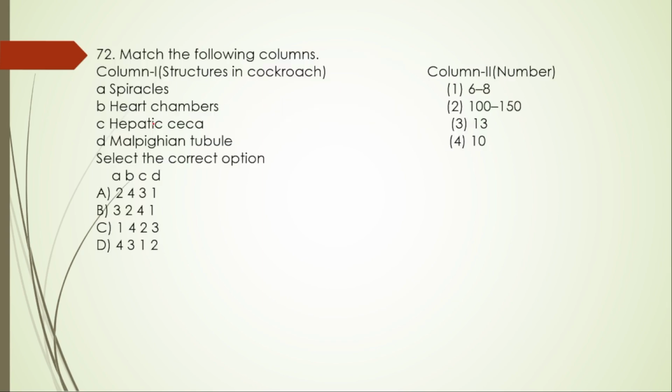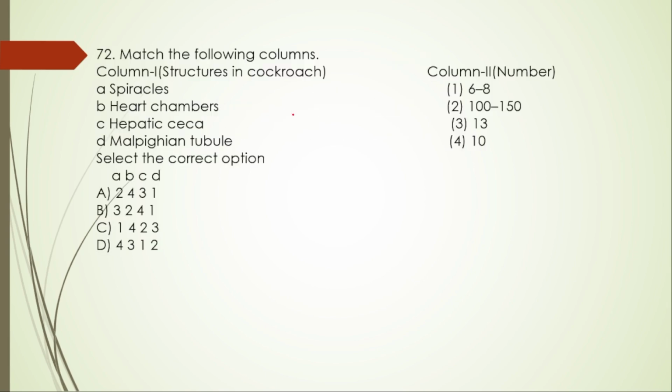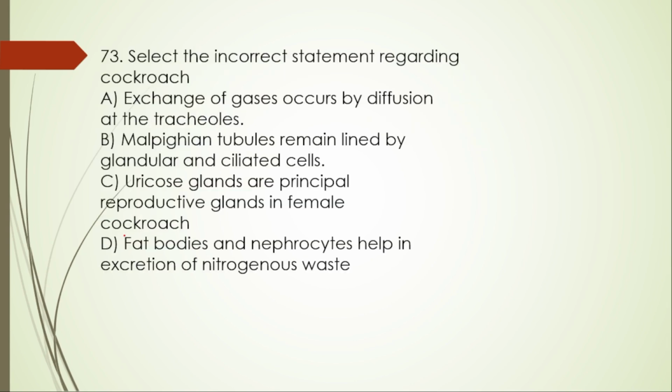72, match the following, column 1 with column 2. Here, structures in cockroach. A, spiracles. Spiracles, how many are there? Spiracles, they are having 10. And heart chambers, just now we discussed, that is 13. So B is 3 and then A is 4. A is 4, B is 3. So the right option is option D.